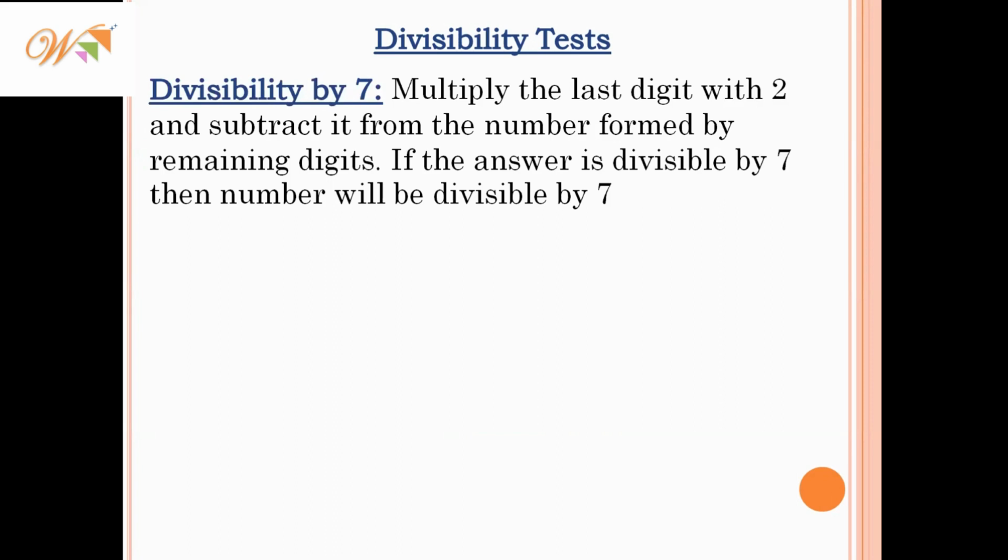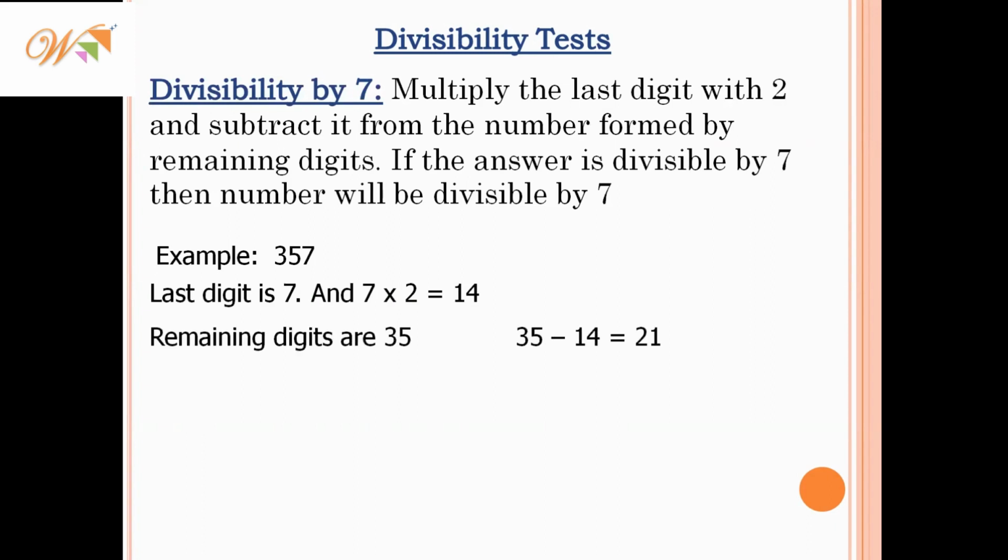Divisibility test of 7 says, multiply the last digit with 2 and subtract it from the number formed by the remaining digits. Now whatever answer you have got, if that answer is divisible by 7, then the number will be divisible by 7. So for example, let's take 357. It says multiply the last digit with 2. So 7 times 2 is 14. Now the remaining digits are 3 and 5, so 35.